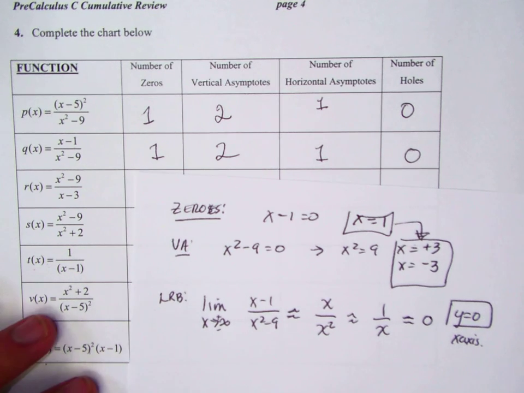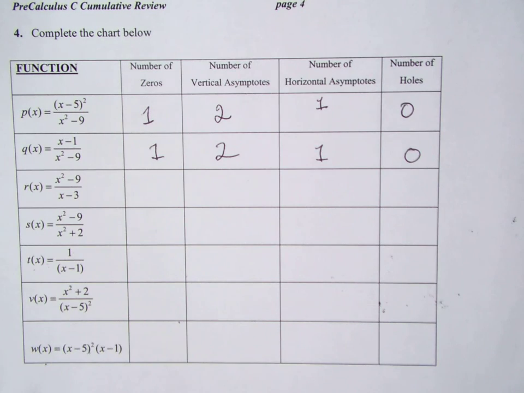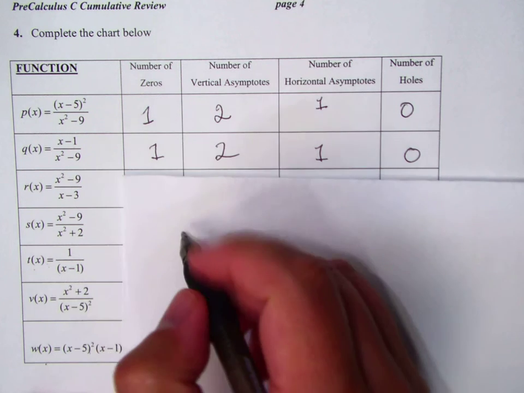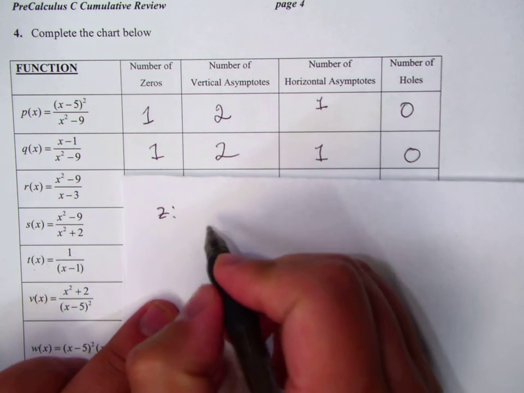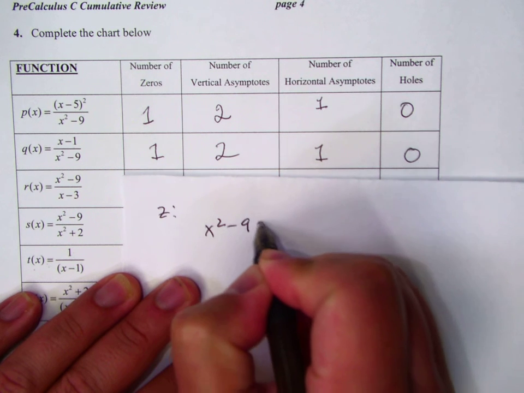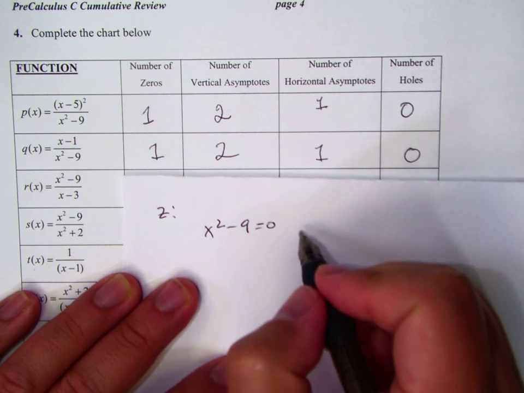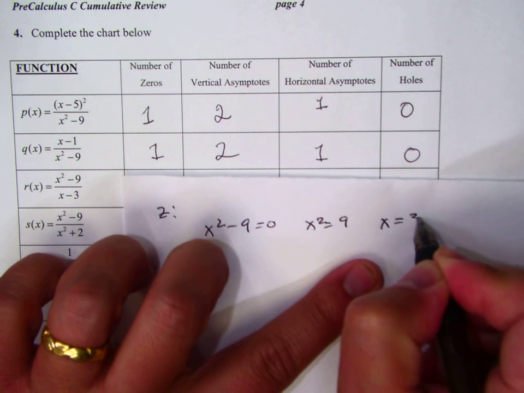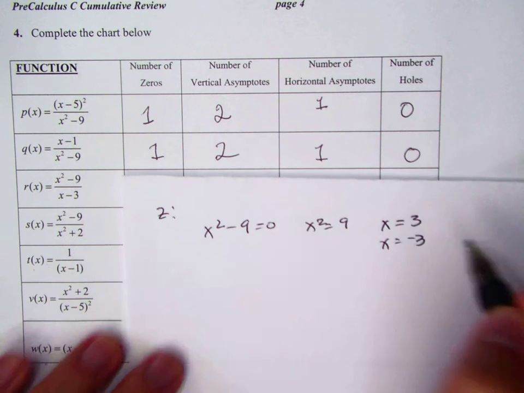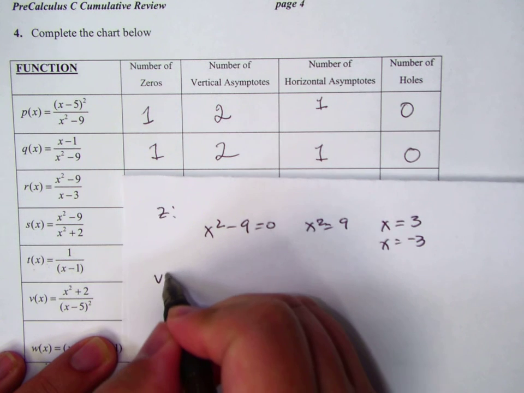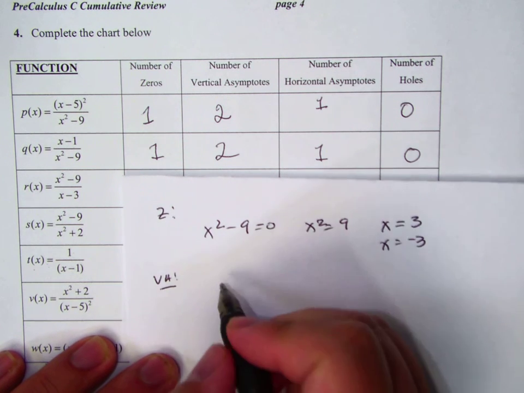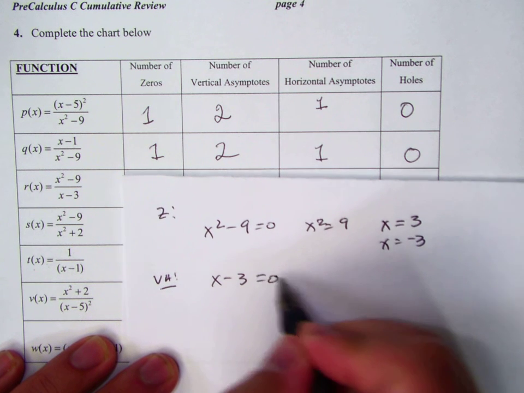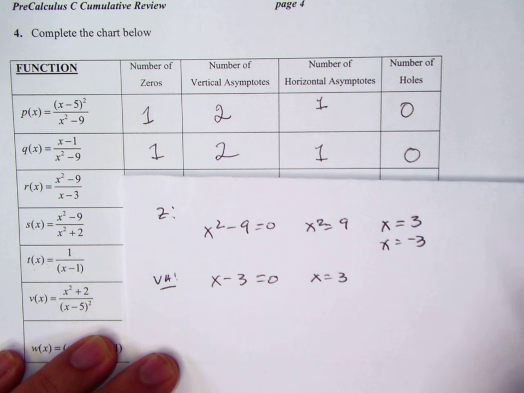Moving on to the next one. So here we have r of x. We'll look at zeros first. Again, zeros come from the numerator. So our candidates become x is equal to 3 or x is equal to negative 3. We look at candidates for vertical asymptotes from the denominator. That is when x minus 3 equals 0, or x is equal to 3.